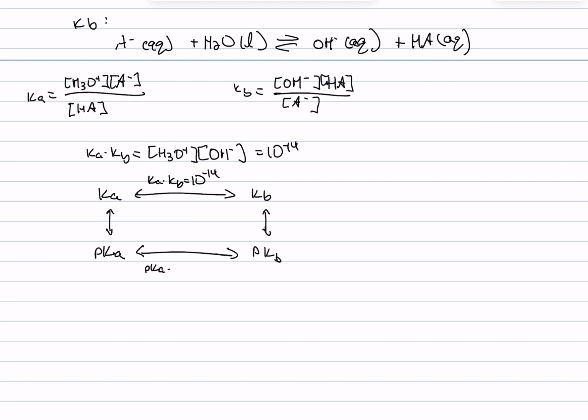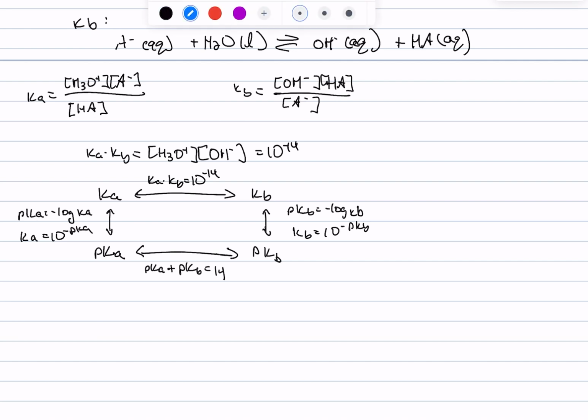So we can see that Ka times Kb is equal to 10 to the negative 14, and pKa plus pKb is equal to 14. pKb is equal to the negative log of Kb, and Kb is equal to 10 raised to the negative pKb. And pKa is equal to negative log of Ka, and Ka is equal to 10 raised to the negative pKa. But this relationship is only for conjugate pairs, like for example NH3 and NH4+.